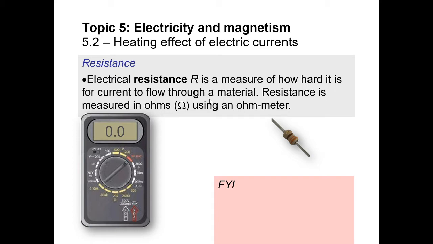A resistance is measured using an ohm meter. Right? So the prefix or the beginning of this word before meter is always the name of the unit. Now this device down here on the left is what's called a multimeter.